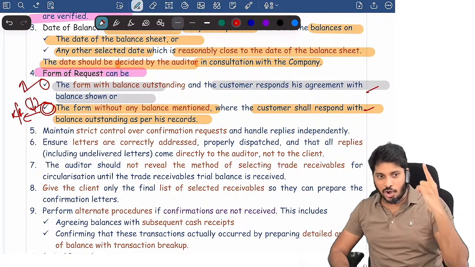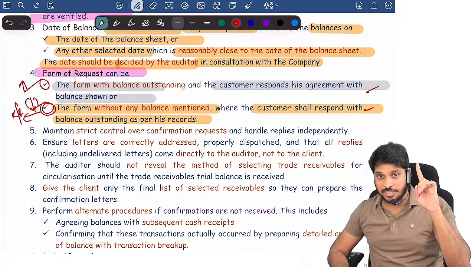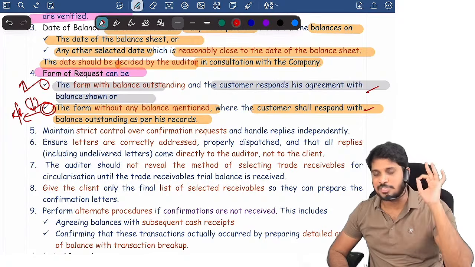I hope you have watched the audit evidence revision already. It was just 2.5 hours, 6 standards I revised in audit evidence. Wonderfully I revised it. Please use that.